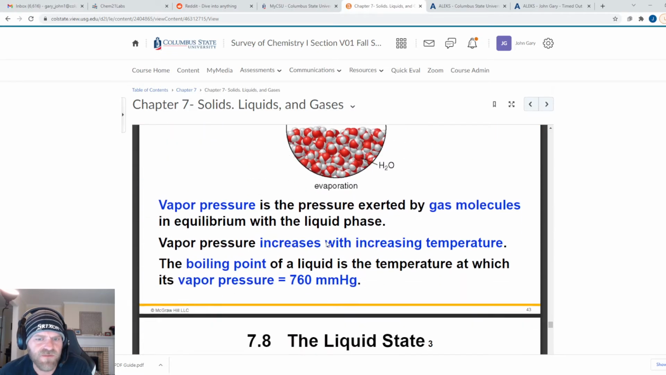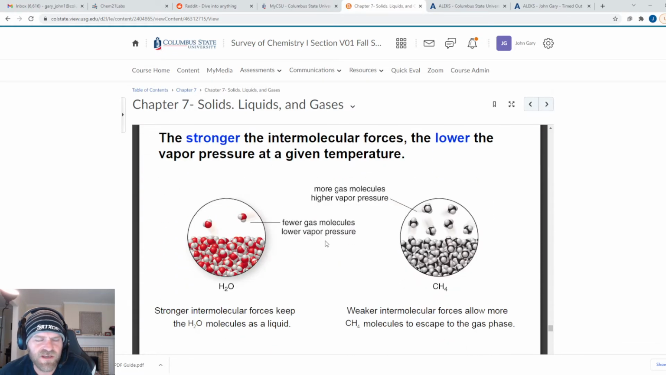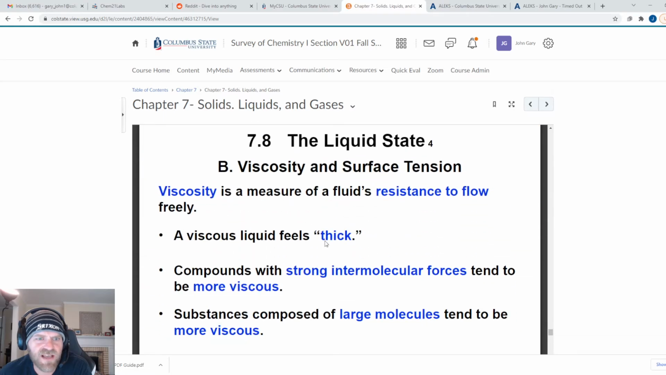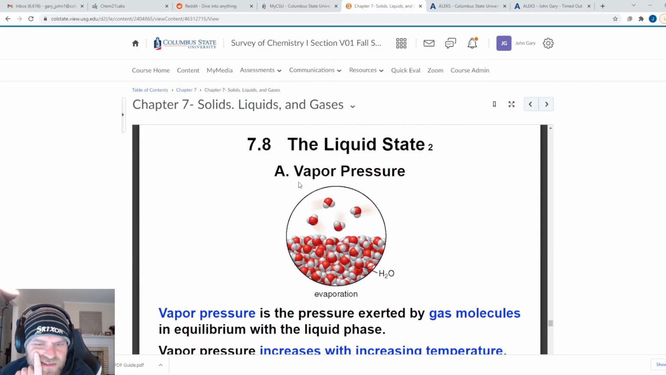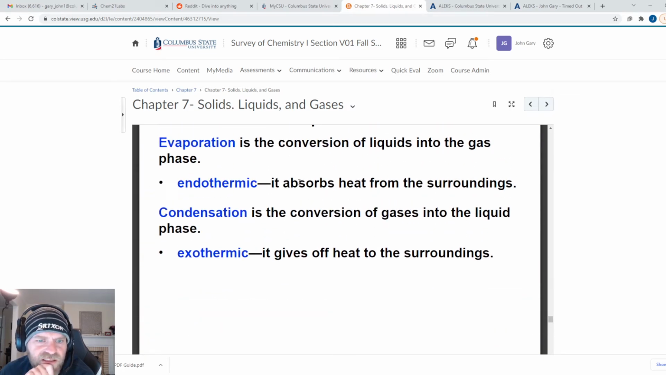All right, now everything else is dealing with liquid and solid. I'm trying to see what all I left on, Alex, but we're getting pretty close to the end here.